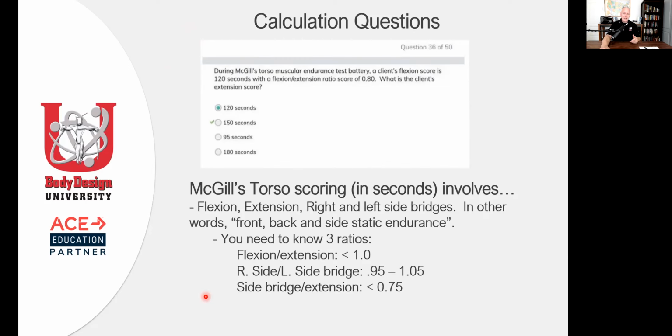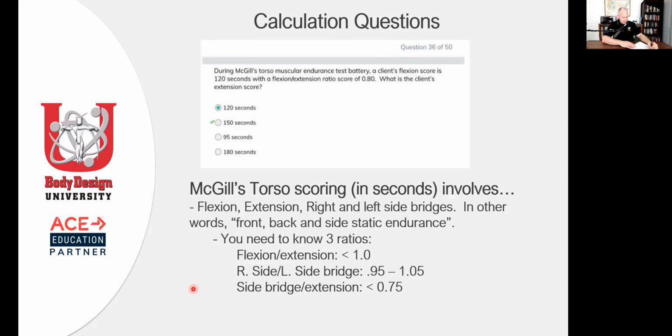And so the idea then is that calculation questions are going to be thrown at you on the McGill's torso test, and because they're going to get thrown at you, here's what I want you to know at the end of the day with the McGill's torso test itself. There are 3 ratios that you have to memorize. And this is what I would do if I were you: I would simply write it down over and over, just like anything else with memorization. Because the scoring involves these 4 numbers, there are going to be 3 ratios, right? In other words, front, back, and side static endurance. Those are the numbers you get. So you have 3 ratios. Don't let this confuse you. There's a flexion extension ratio, okay? Then there's a side-side ratio, right? And then there is a side, either side, extension ratio. So those are your 3 ratios.